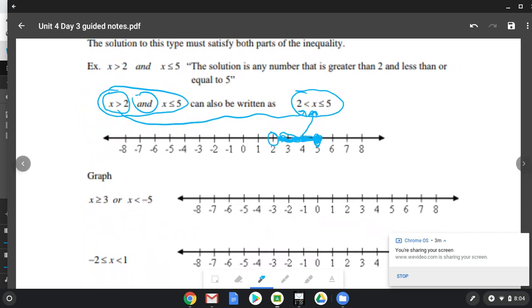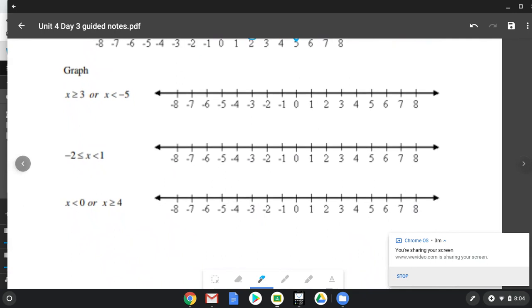So it asks us to graph ANDs and ORs here. So number 1, x is greater than or equal to 3. We go to 3 and we put our closed circle. We graph greater than or equal to, which means we're shading to the right because greater than is pointing to the right. Less than -5 is an open circle at -5, and less than means you're shading to the left. And that's what that would look like if we just graphed it.